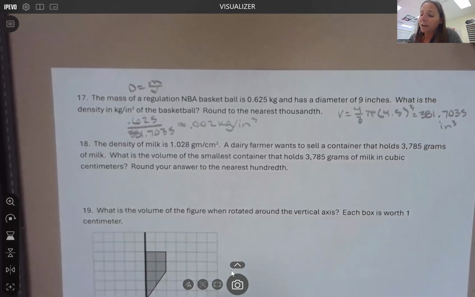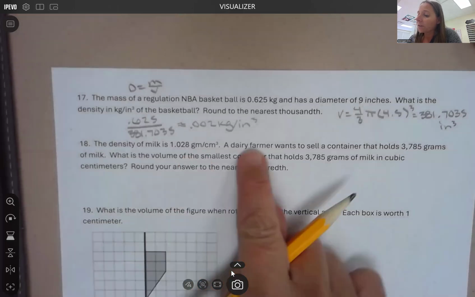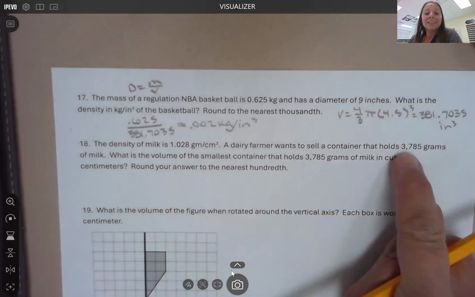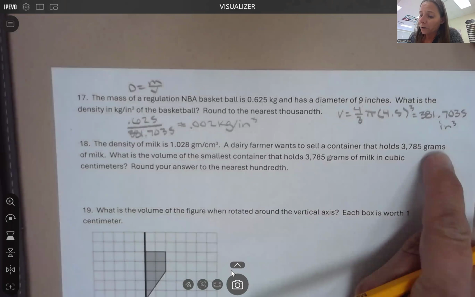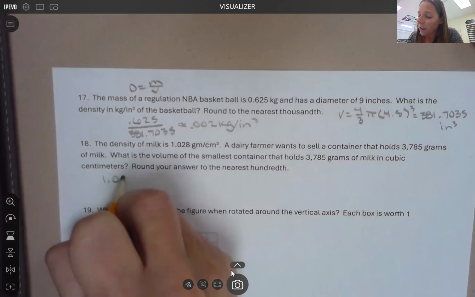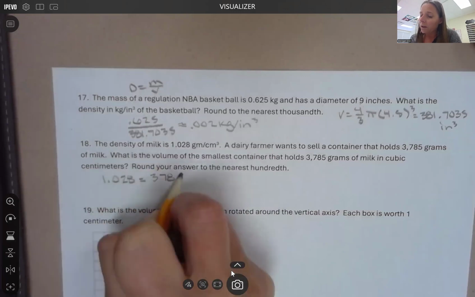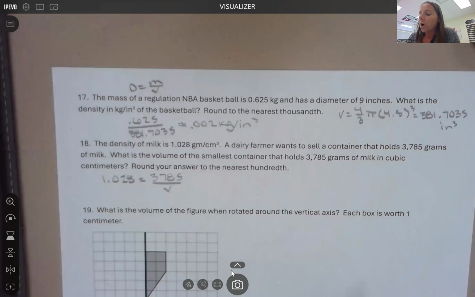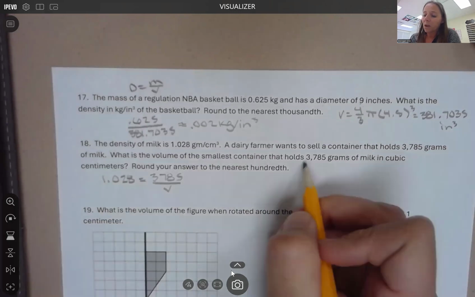All right, number 18. The density of milk is this. This time we're given density. A dairy farmer wants to sell a container that holds 3,785 grams. That's the mass. What is the volume? So they're giving us, I'm plugging into this formula, 1.028 equals 3,785 over the volume. What is the volume of the smallest container that's going to hold this amount of milk?